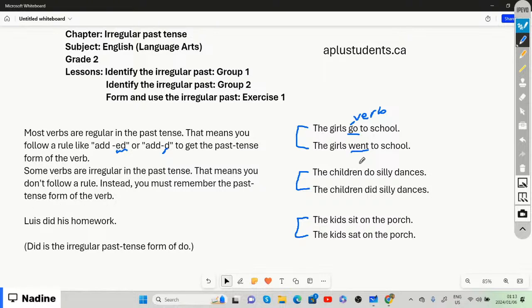All right, look at the next one. It says, the children do silly dances. So the word do is our verb. It's something that they're doing now, right? So we now need to change that word do into our past tense verb, specifically irregular past tense verb.